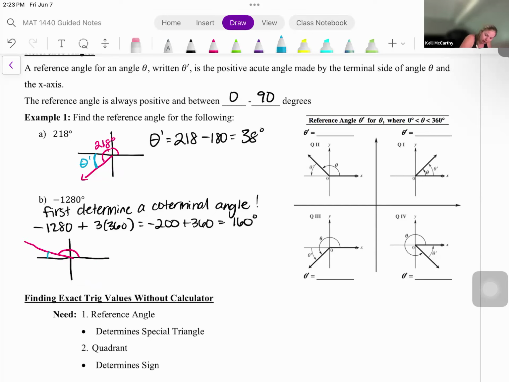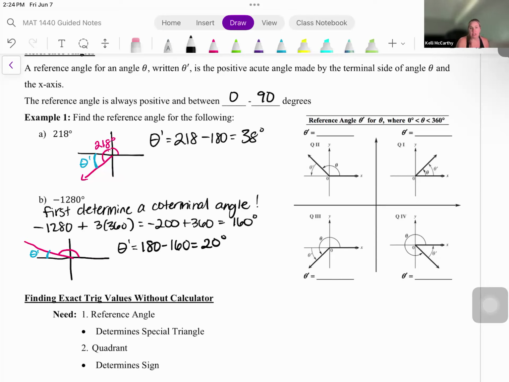From here, we can find our reference angle, theta prime, that angle between the terminal side and the x-axis. Now to find this reference angle, what we're going to do is take 180 and take away that 160 degrees. So our reference angle for negative 1,280 degrees is a 20-degree angle.